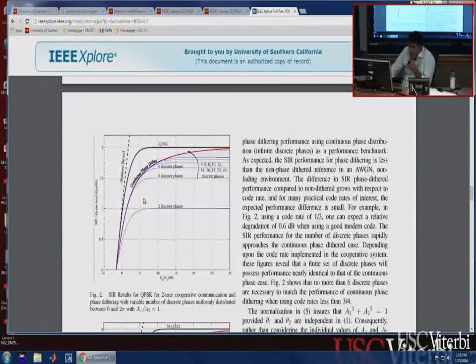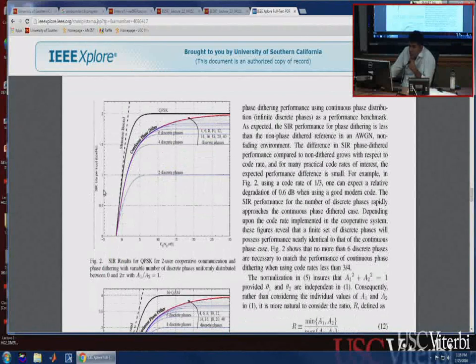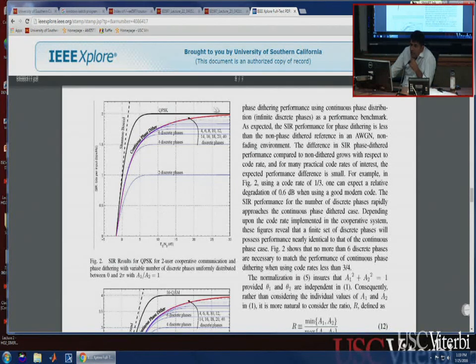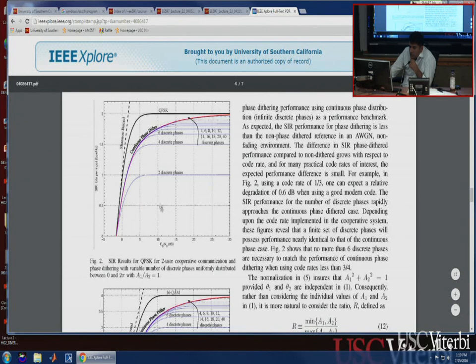So for example, in this figure, it shows the signal to interference ratio for a given Eb/N0 as you introduce different levels of phase dither, like how many different phase levels you might choose to randomize over, and shows basically that if you could do more phase dithering, you're able to get higher and higher performance overall.